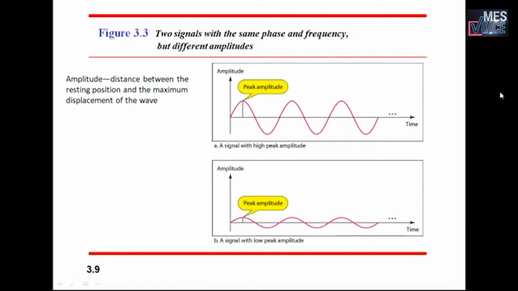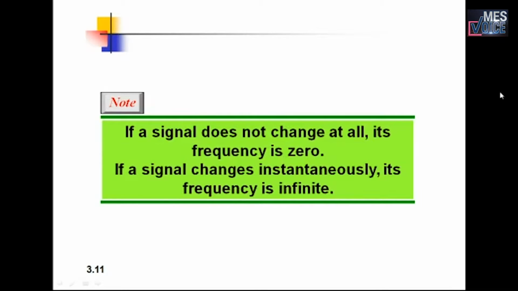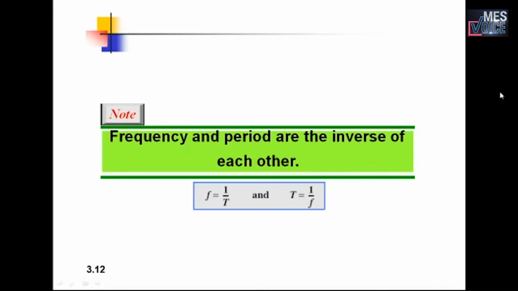Now, amplitude is nothing but the distance between the resting position and the maximum displacement of the wave. Frequency is the rate of change with respect to time. Change in a short span of time means high frequency, and change over a long span of time means low frequency. If a signal does not change at all, its frequency is zero. If a signal changes instantaneously, its frequency is infinite. Therefore, frequency and period are the inverse of each other. F is equal to 1 by T and T is equal to 1 by F.